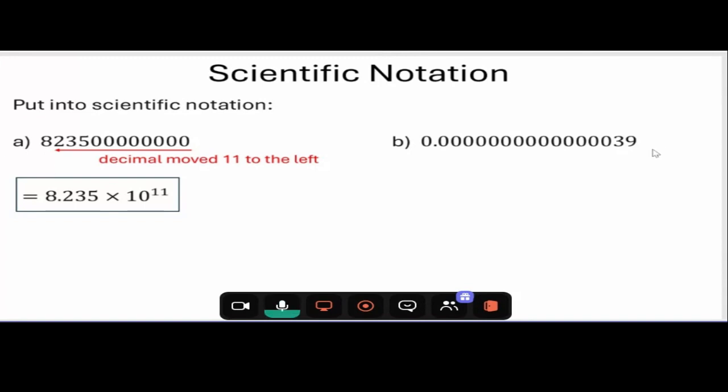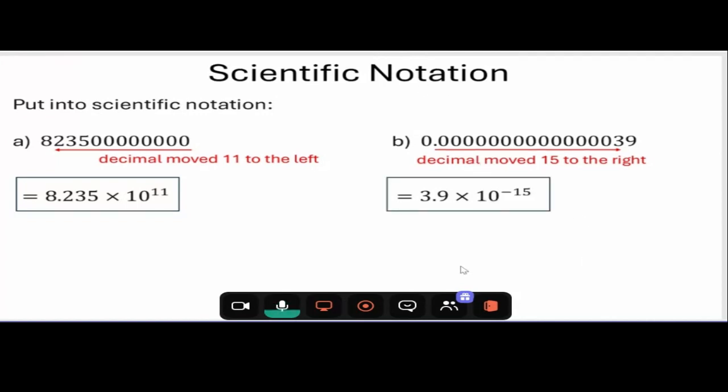Here we have a small number. Put the decimal after the first non-zero digit, which is a 3, so 3.9. And count. We move the decimal 15 places to the right to get it in between the 3 and the 9. So we created a very small number, so it's 10 to the power of negative 15. In other words, 1 over 10 to the 15, so dividing by 10 fifteen times gets you from 3.9 to this teeny number here. So that is putting numbers into scientific notation.